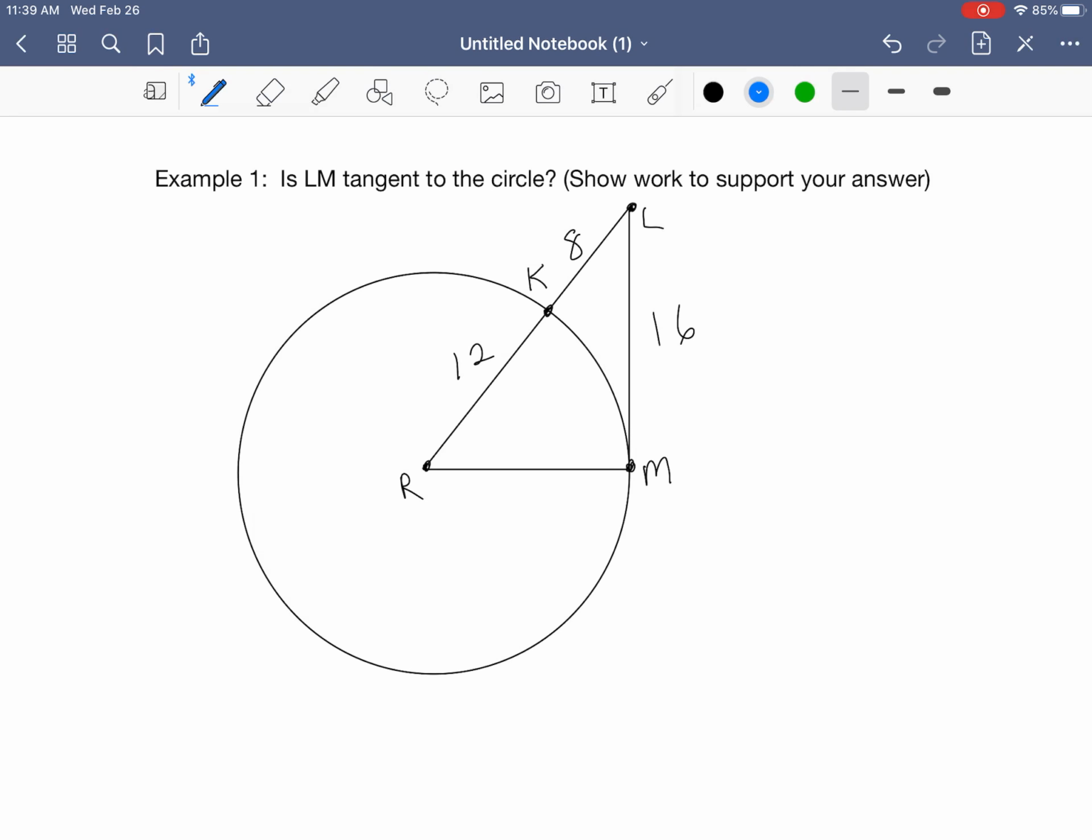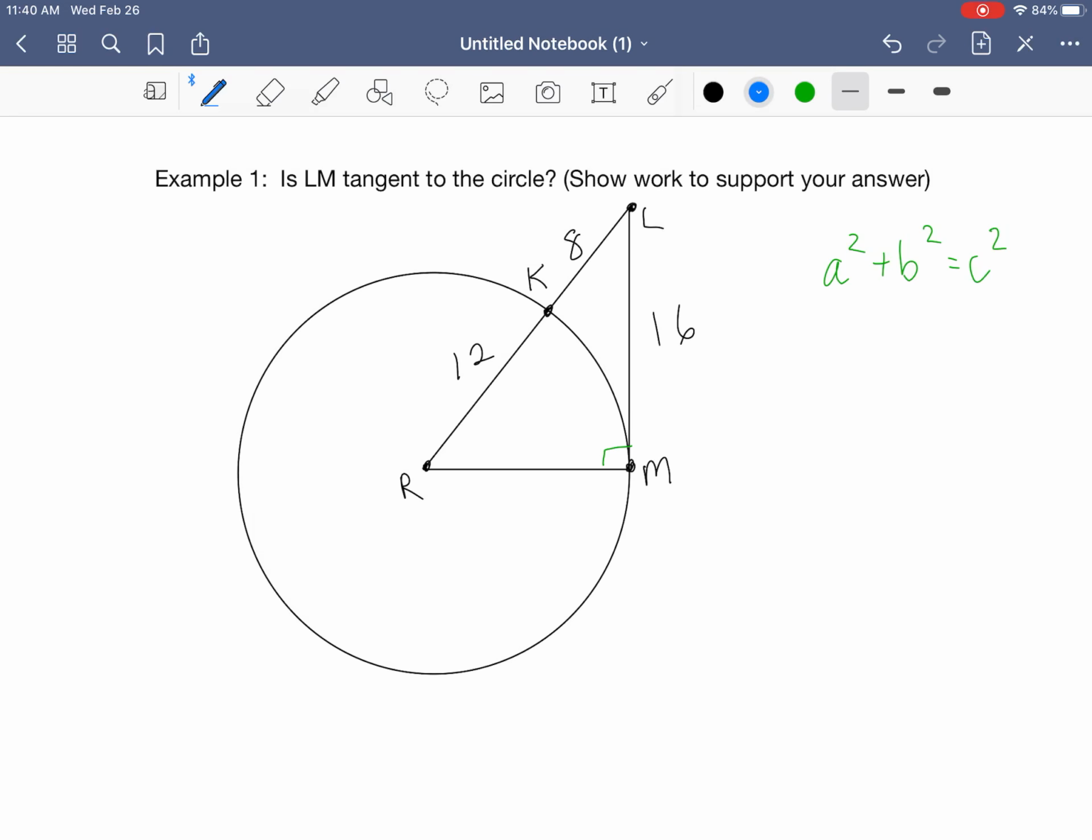All right, so let's look at our first example. It says, is LM tangent to the circle? And show your work to support your answer. So the easiest way to be able to tell this is to remember that we know a tangent forms a right angle. So what we need to do is figure out if these given measurements would create a right triangle using Pythagorean theorem. So remember, a squared plus b squared equals c squared.